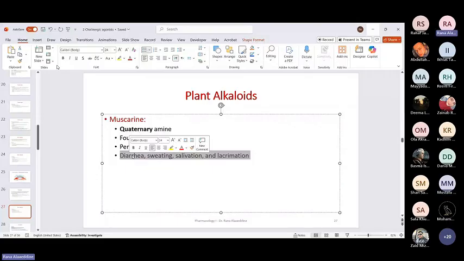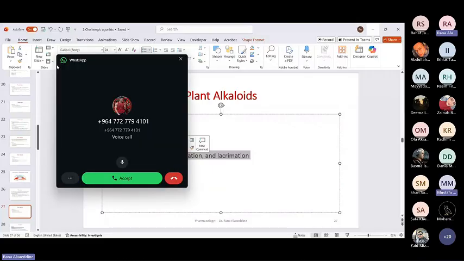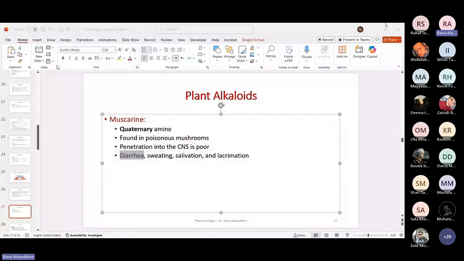Mustafa, you're trying to speak, but the connection is broken. Can you repeat what you said? The motility will be high, right? Yes, motility of the stomach and intestines. That's right. So diarrhea is caused by that. Sweating is caused by activation of muscarinic receptors. So more secretions of the saliva.